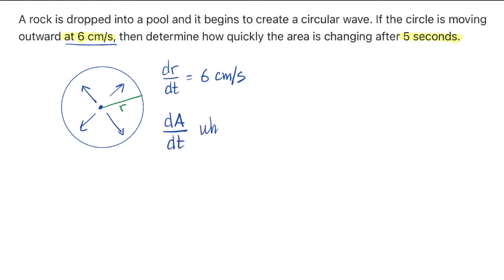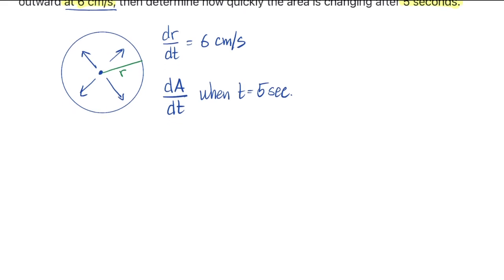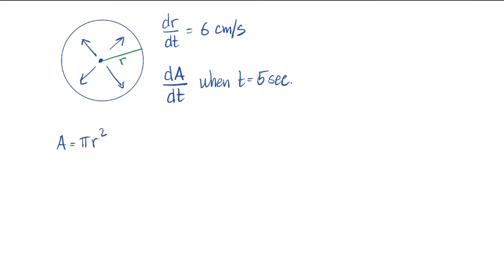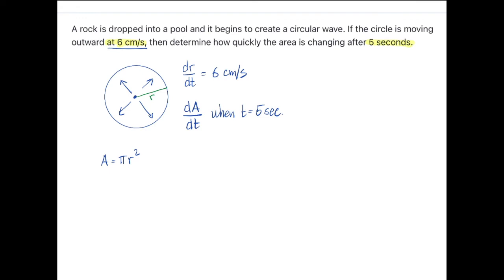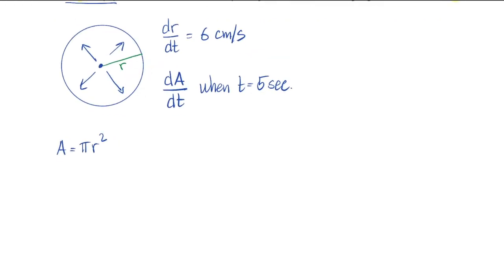when the time equals 5 seconds. So the area of a circle is given by pi r squared. So we can go ahead and differentiate this expression. It's going to be dA/dt, and the derivative of pi r squared with respect to time.